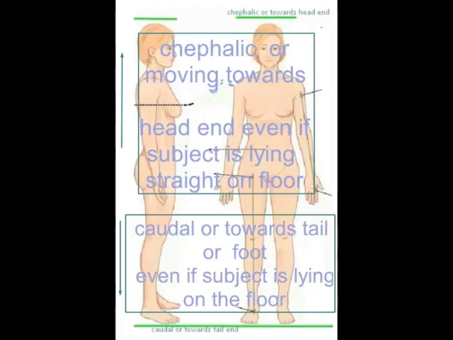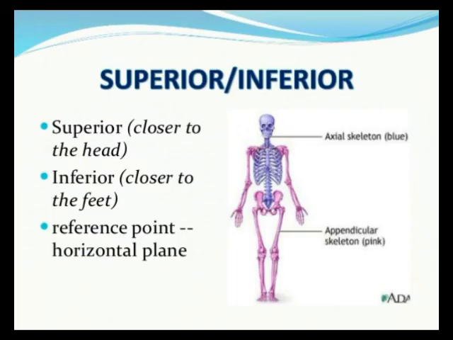Cephalic means closer to the head, while caudal means closer to the tail. Now, the example for this can be the position of the eye is cephalic as compared to the nose. At the same time, the nose is caudal as compared to the eyes. This is with regards to their location in the body.